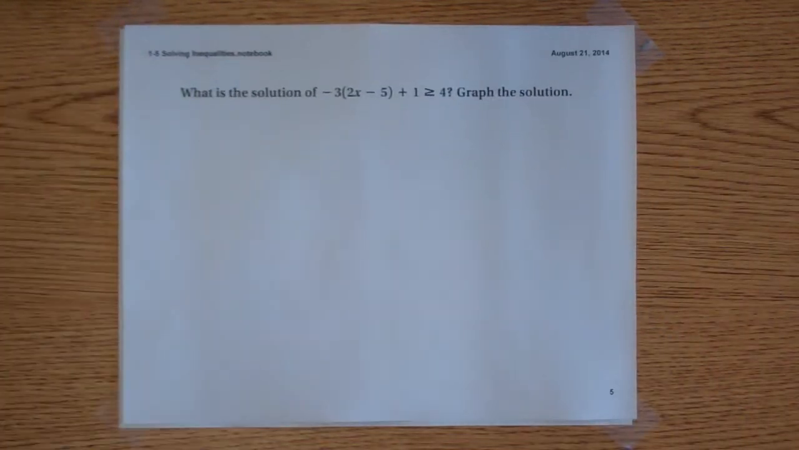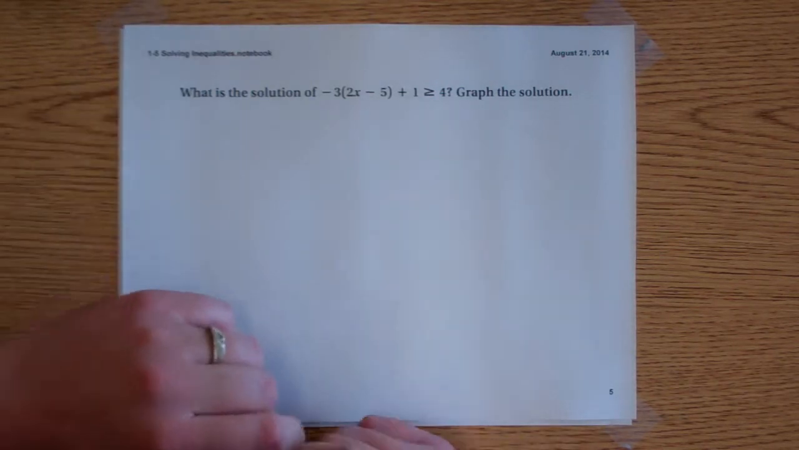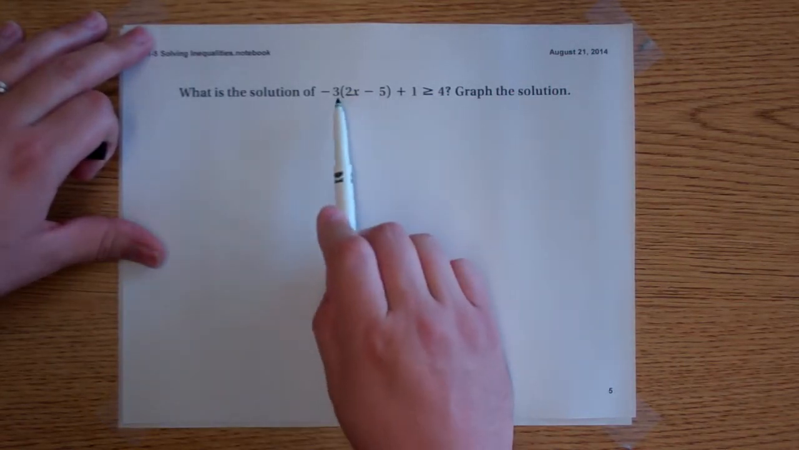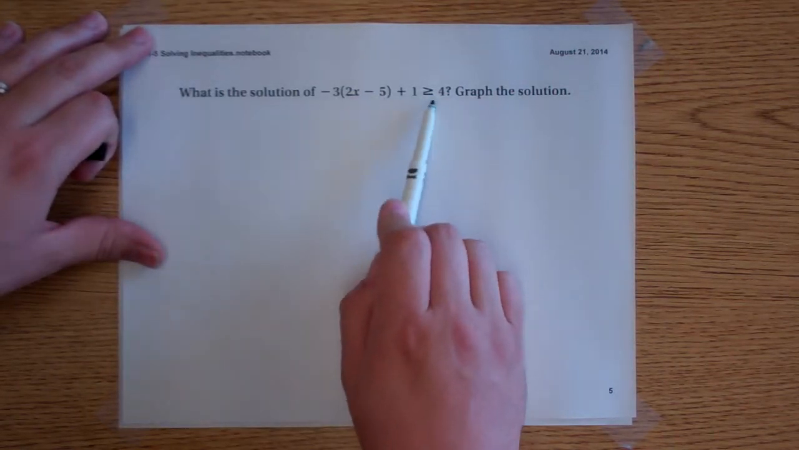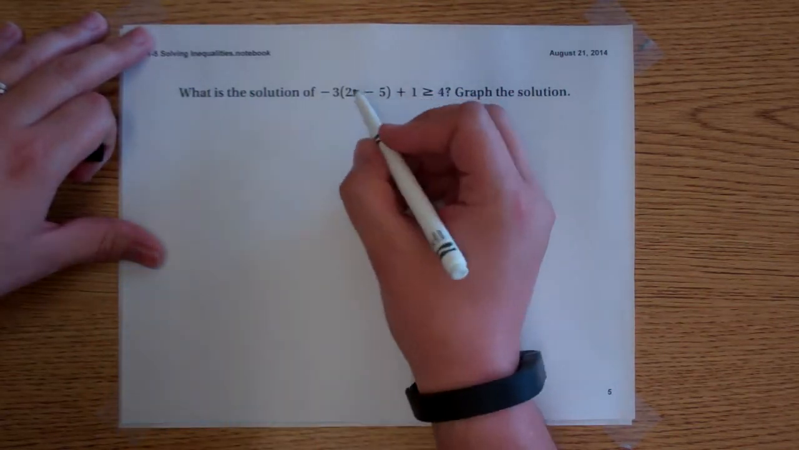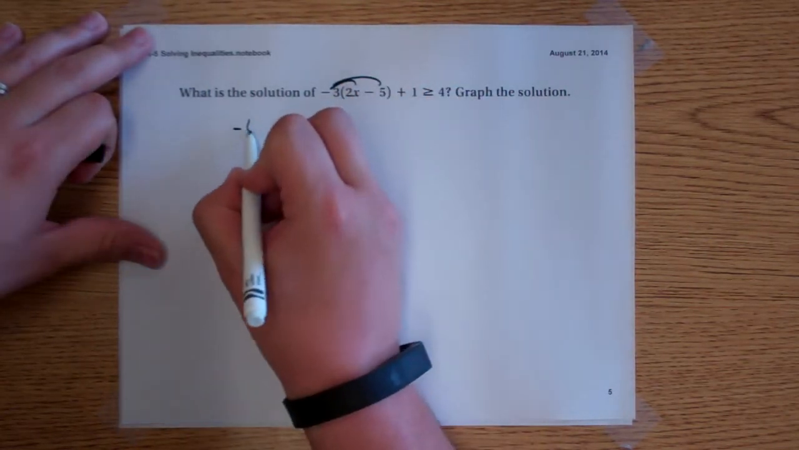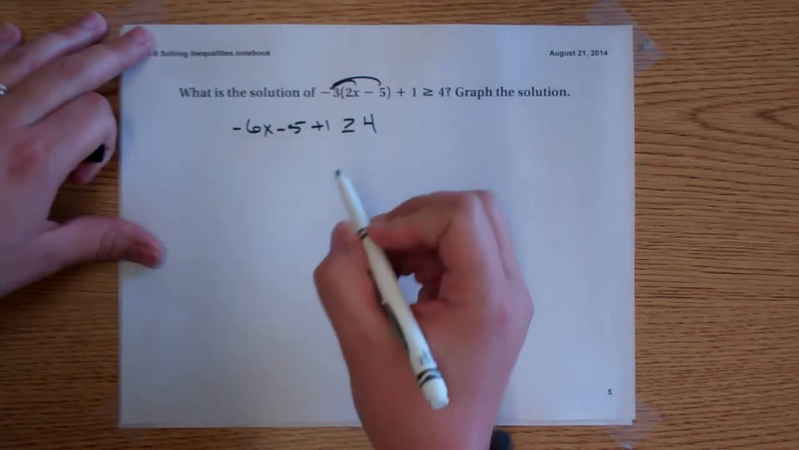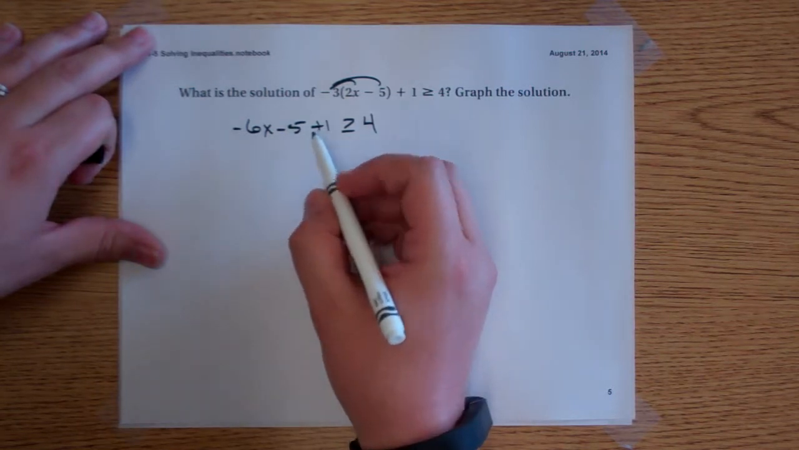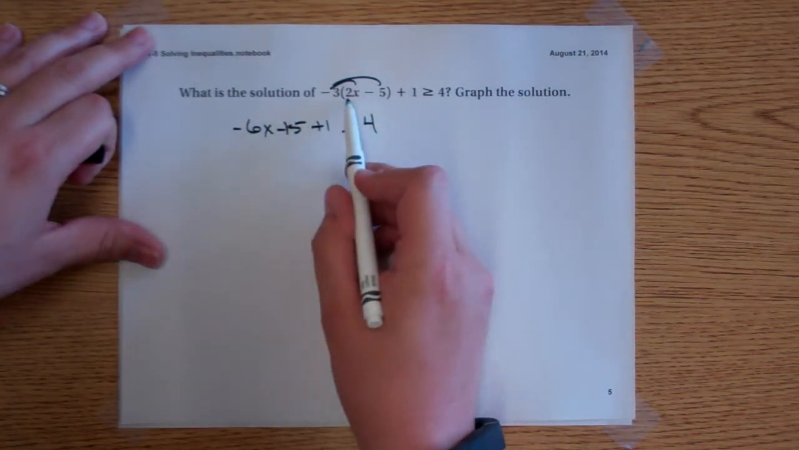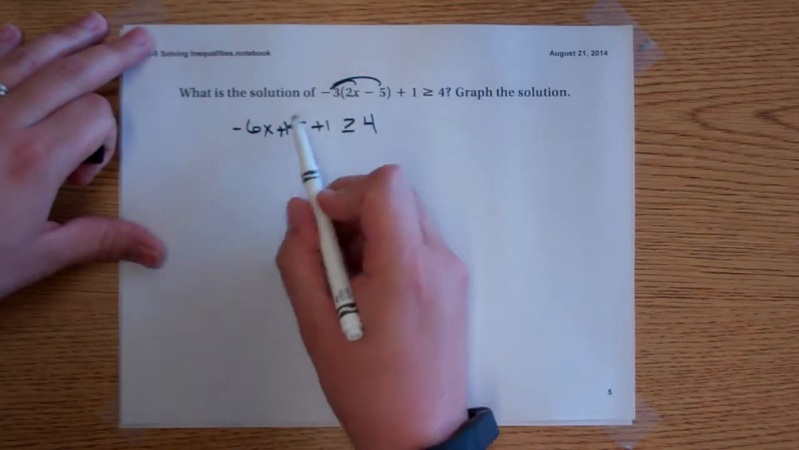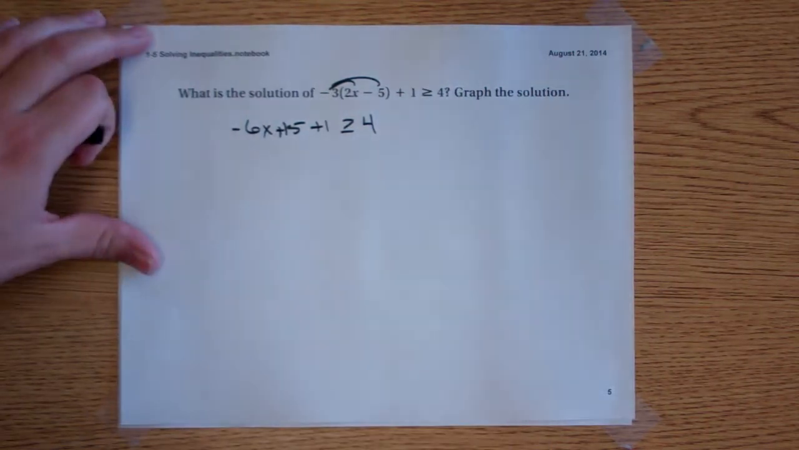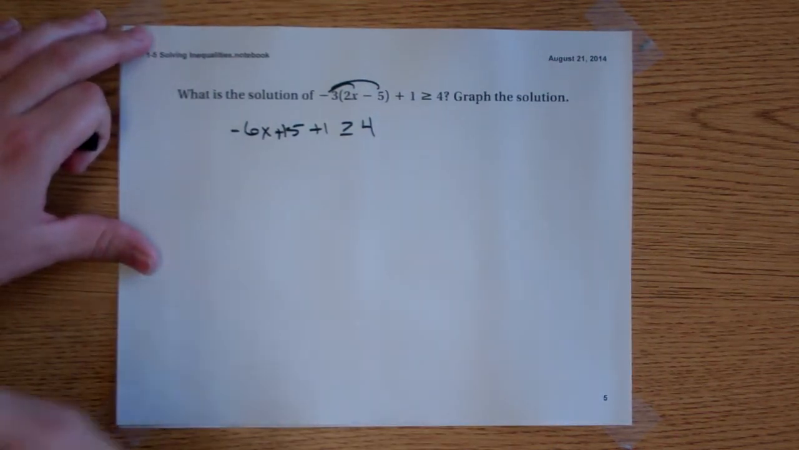So let's look at solving an inequality, and then we're going to graph this same one. So what is the solution to negative 3 times 2x minus 5, plus 1, greater than or equal to 4? First thing I would do, distribute that through. So negative 6x plus 15 plus 1 is greater than or equal to 4. Oops, I messed it up at first. Okay, we distributed it through.